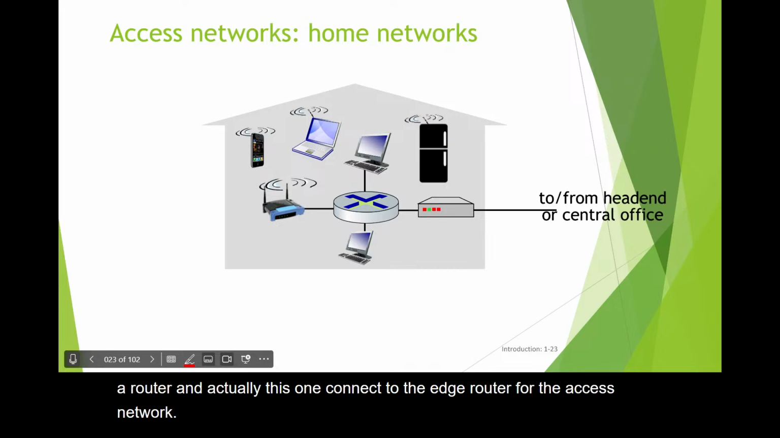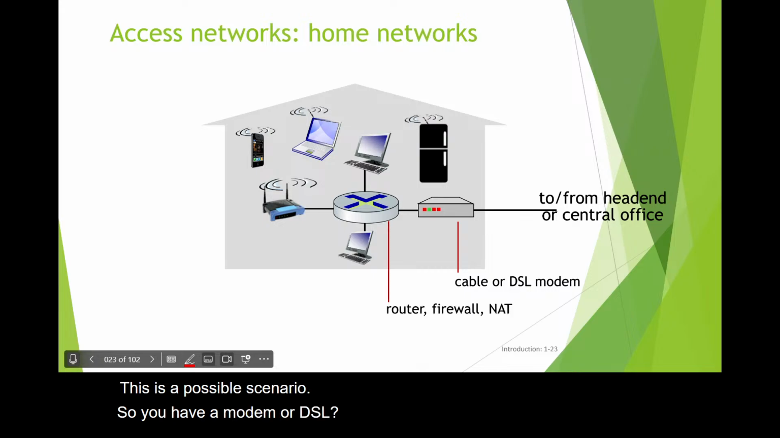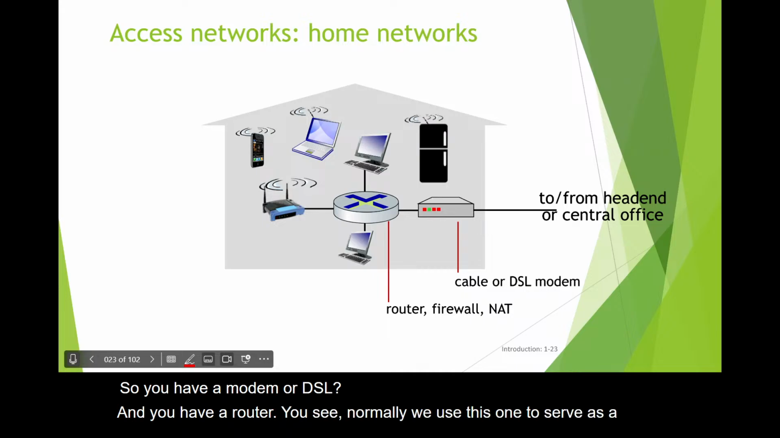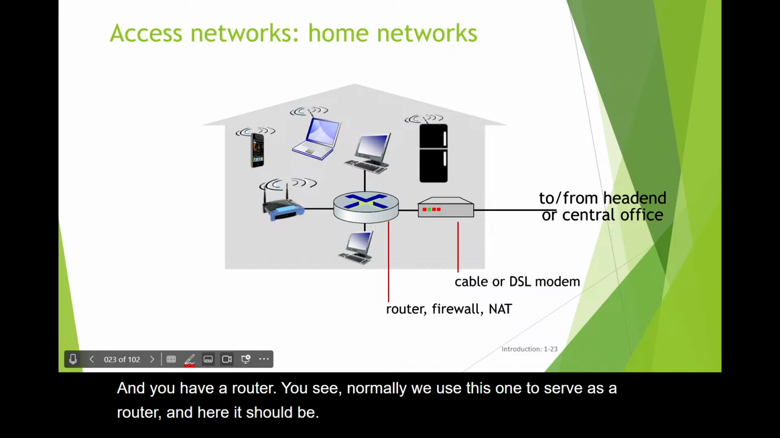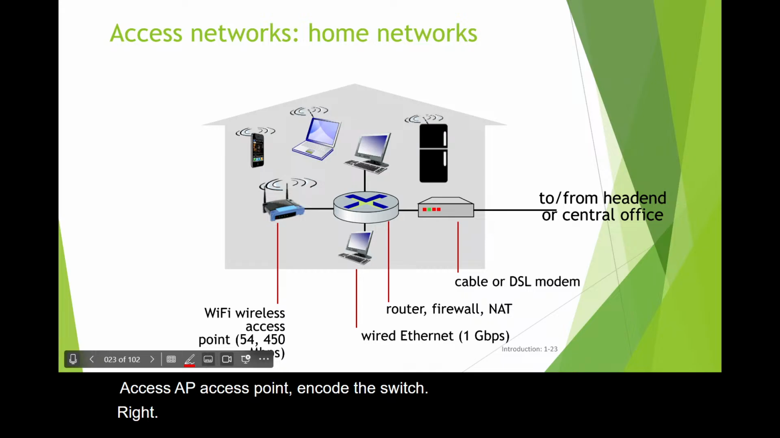Well, this is a possible scenario. So you have a cable or modem or DSL, and you have a router, you see? Normally we use this one to serve as a router, and here it should be the access point, AP, or it's called the switch, right? What is a Wi-Fi access point, AP?